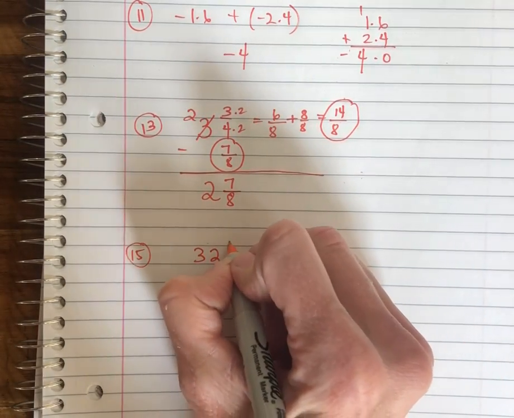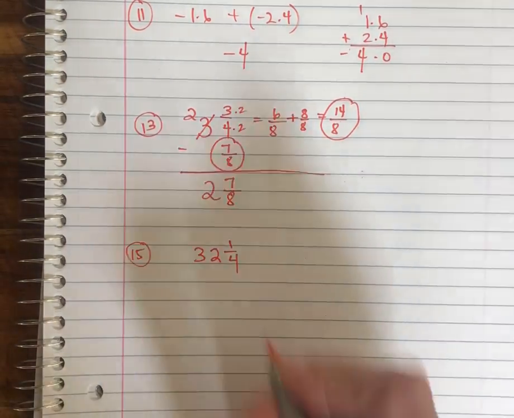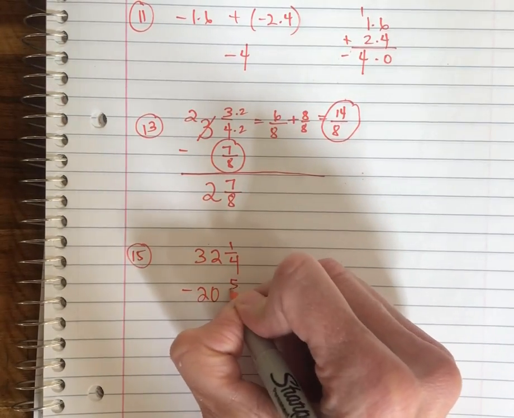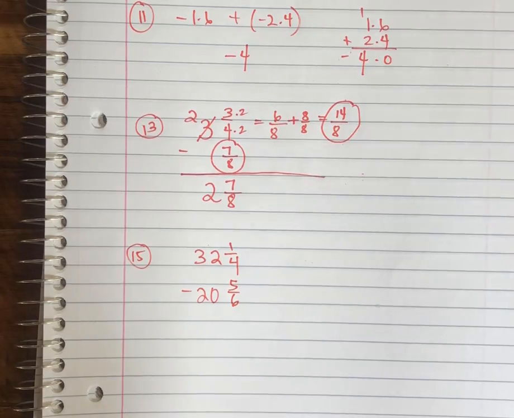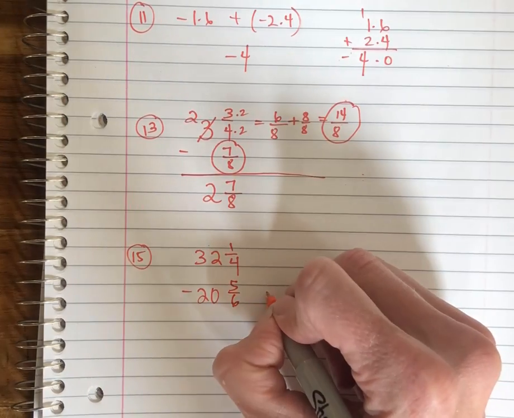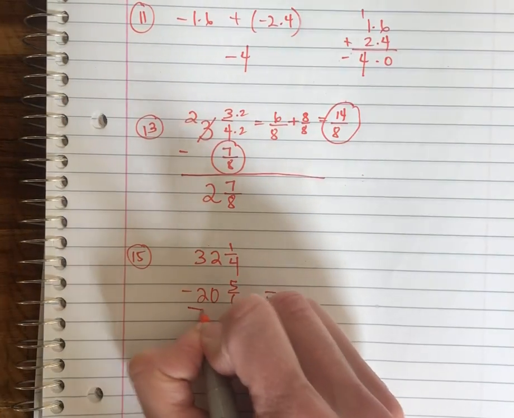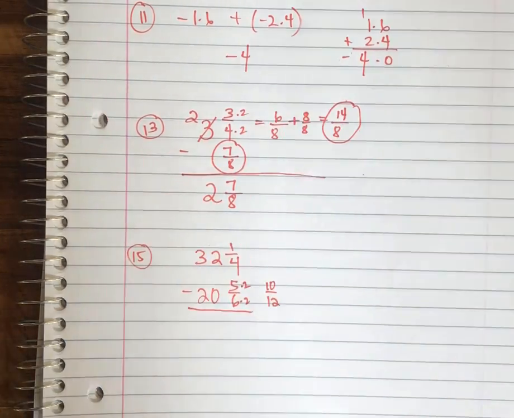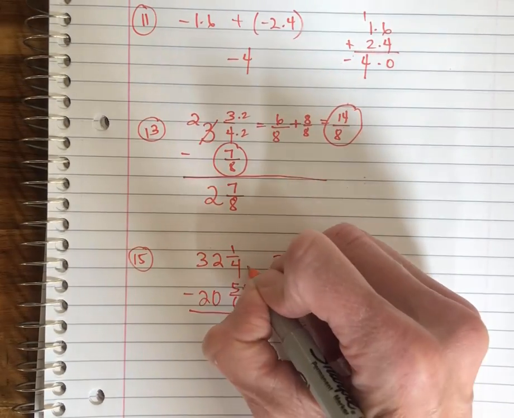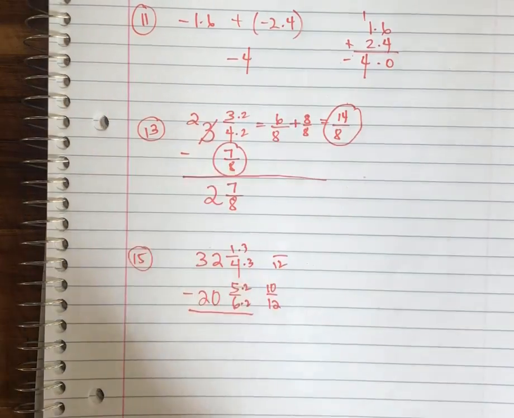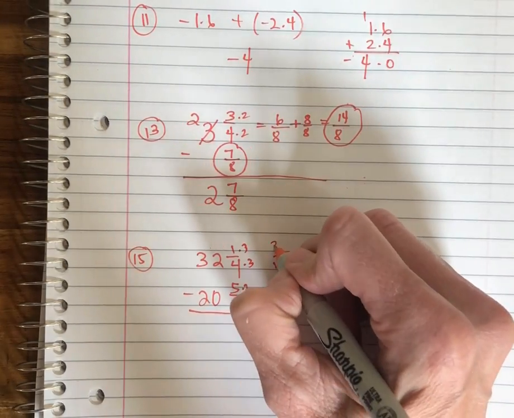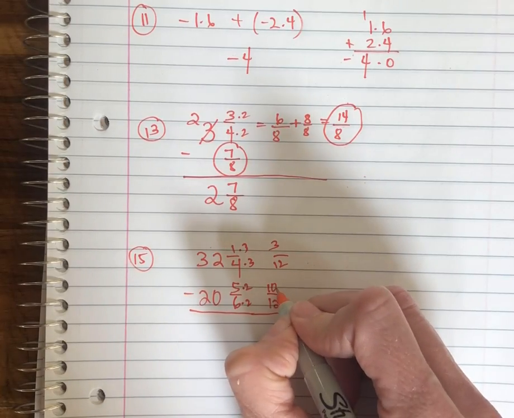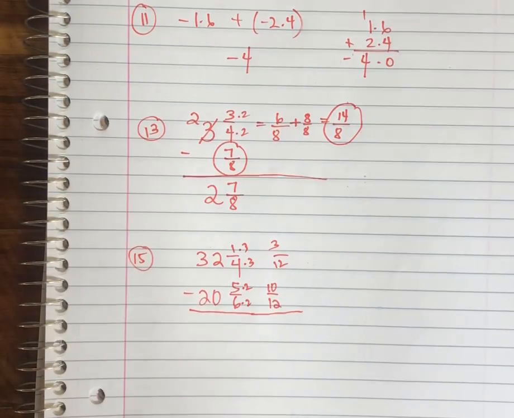32 1/4 minus 20 5/6. Let's use a common denominator of 12ths. So this would be multiplied by 2, making it 10/12. The first fraction we'd be multiplying by 3 to get 3/12. Looks like they really want us to practice our borrowing here because we can't take away 10 from 3. So we borrow.